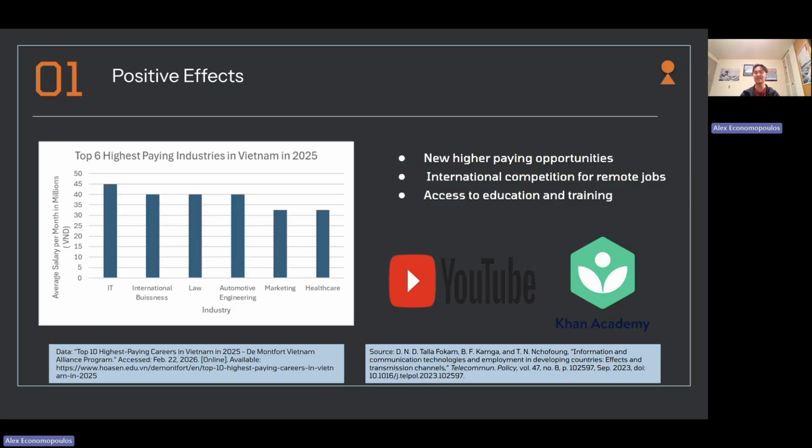Secondly, through IT, citizens in poorer countries can access remote jobs outside of their local market to potentially earn more than they can domestically. Remote jobs continue to be on the rise today. Lastly, with IT, it's become easier to learn than ever. For example, online services like YouTube or Khan Academy offer free education and training, making it easier to get higher skilled and therefore higher paying roles.